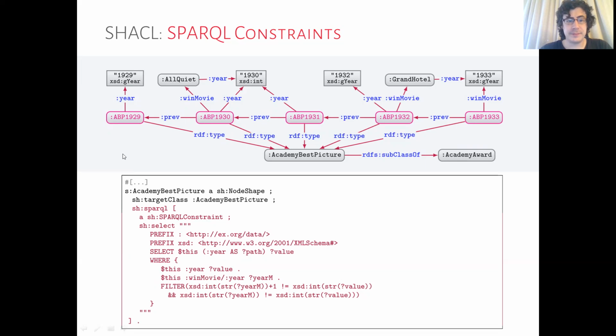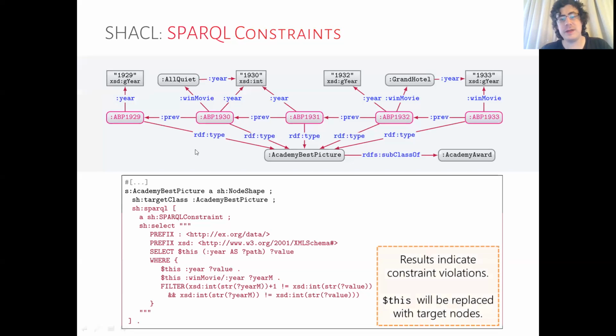So how did the constraints look here? What about here, for example? We see that essentially this won't be returned because it doesn't have a win movie, right? So this focus node will be replaced with this target node here. Since it doesn't have an outgoing win movie edge, then it won't be violated, sorry. So results here will indicate the constraint violations, and this will be replaced with target nodes. So this I already explained. So this will be fine here.